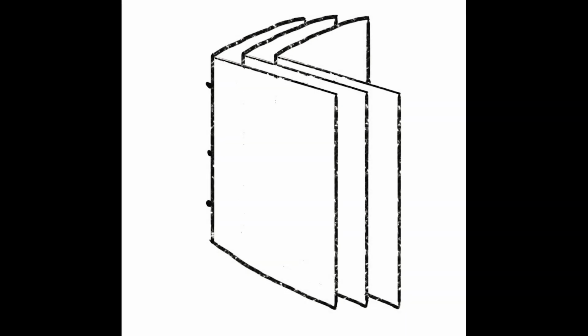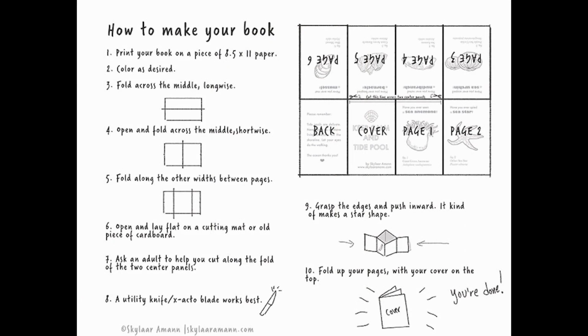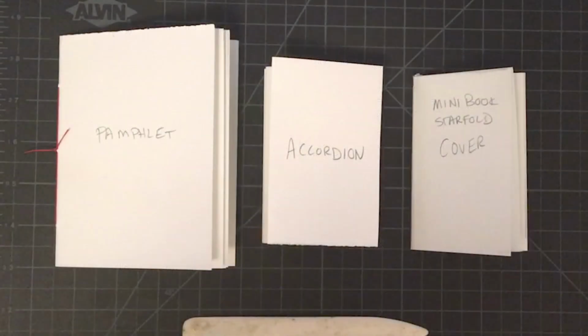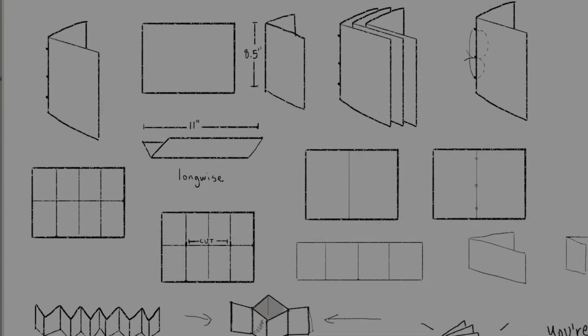A pamphlet stitch book usually has more pages, so if you want to create a lot of content, that might be a good fit. A Starfold mini book has 6 pages and is a creative format for a quick read or one that you want to tuck into a pocket or somewhere small. So experiment with various formats and make your zine unique. There's really no wrong way to do it.